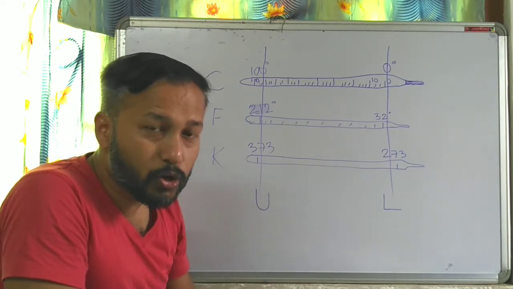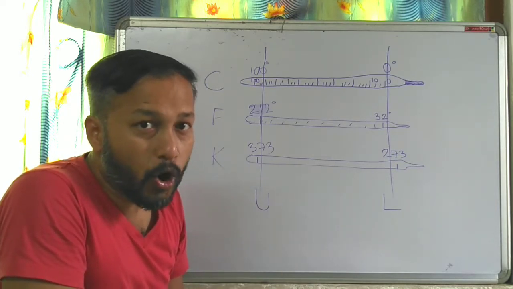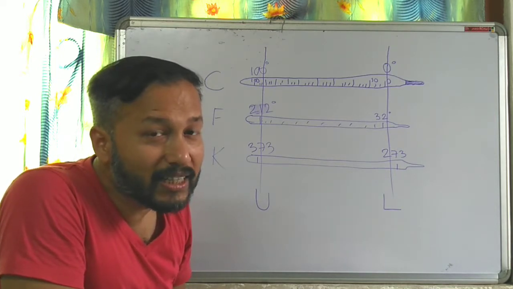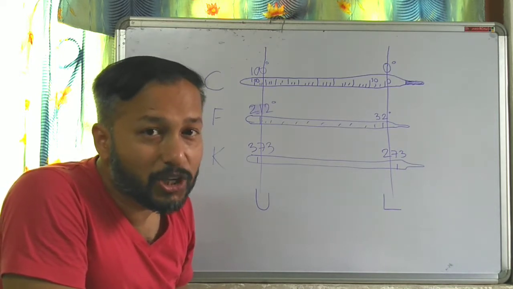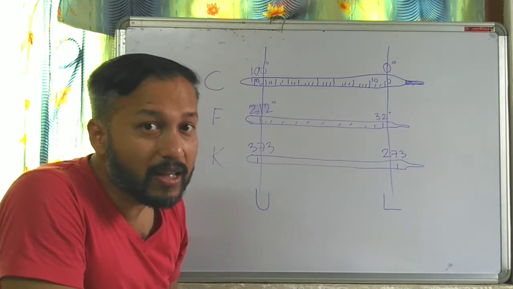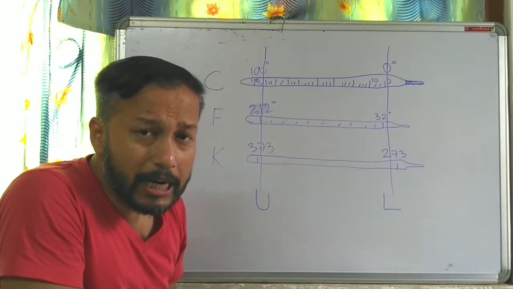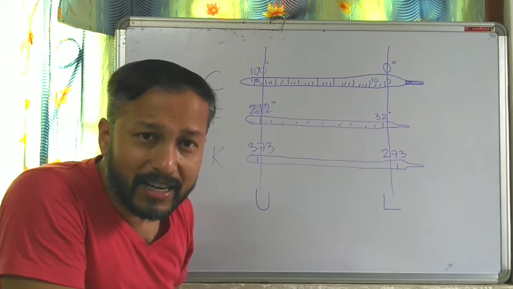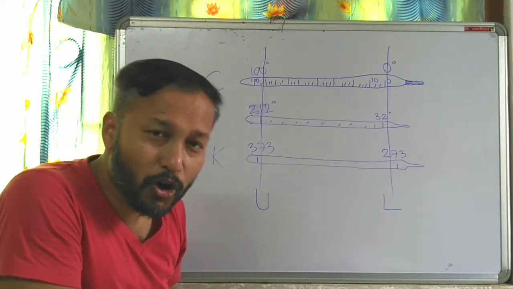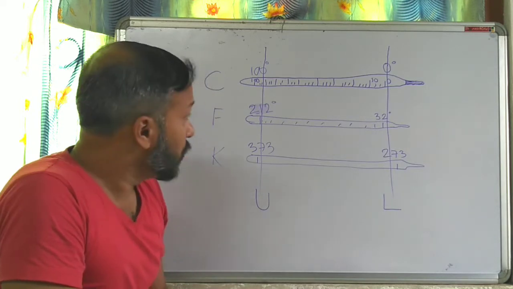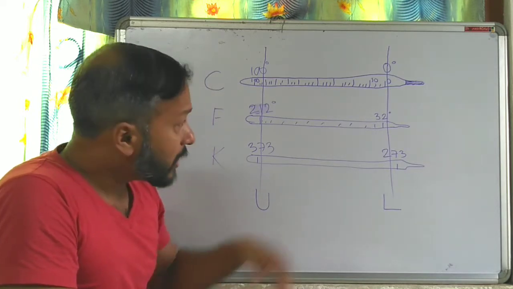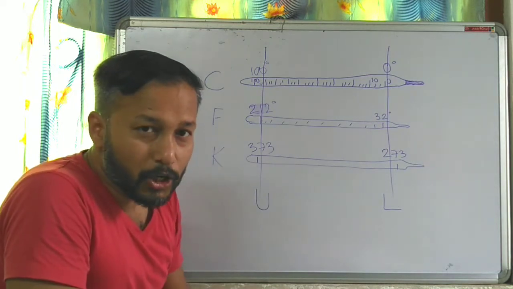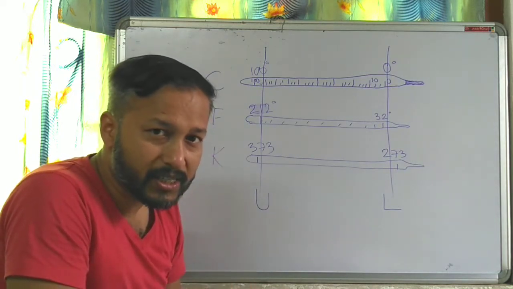So if I ask you what is the lower limit of a Kelvin thermometer, then you will tell me 273. If I ask you what is the upper limit of a Kelvin thermometer, then you will answer me 373 Kelvin. Got it? Now, we will see what are the relations between these. Yes, you have to remember two equations.